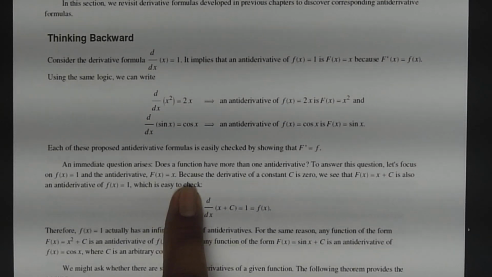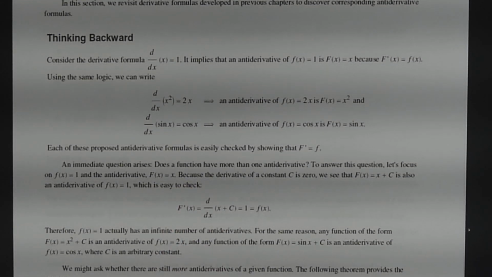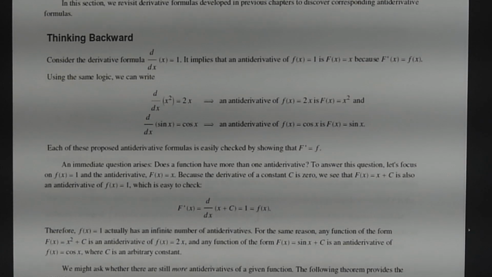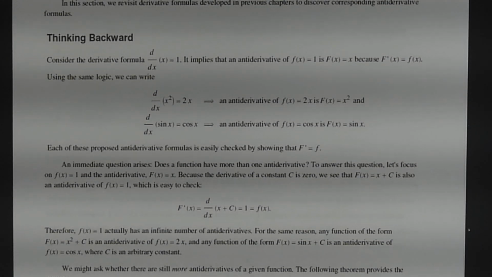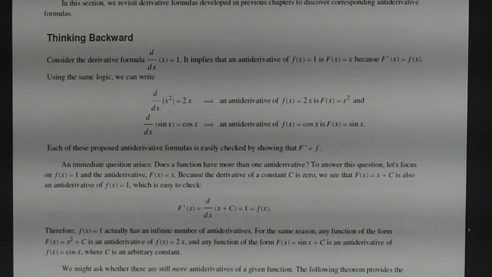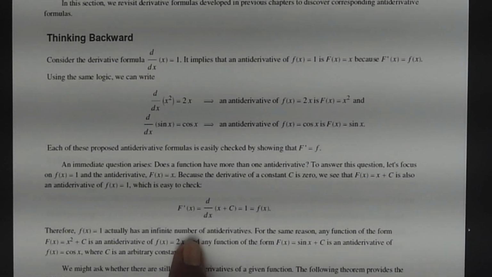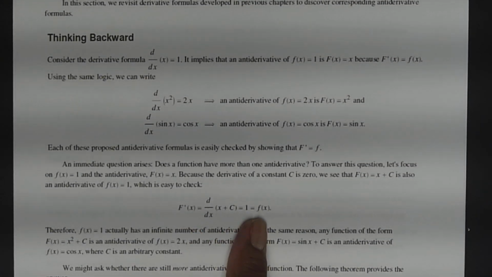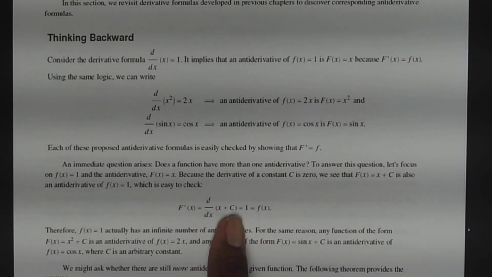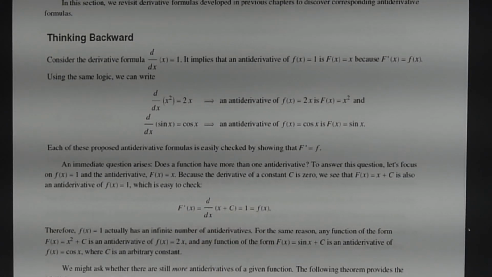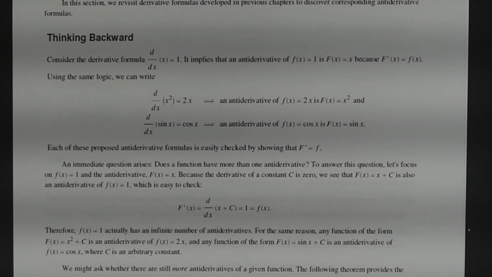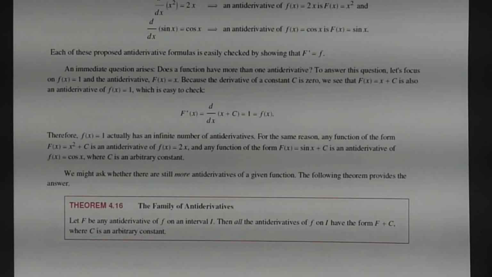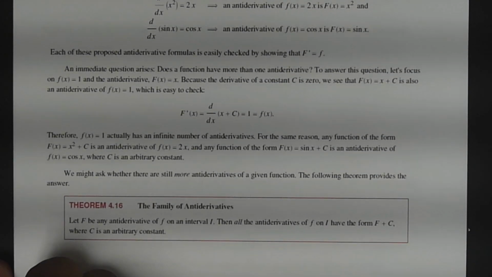Because the derivative of a constant c is 0, we see that capital F of x equals x plus c is also an antiderivative of lowercase f of x equals 1. We can easily check by just taking the derivative of x plus that constant. That would give you 1, which is lowercase f of x. So here you can see that f of x equals 1 has an infinite number of antiderivatives.